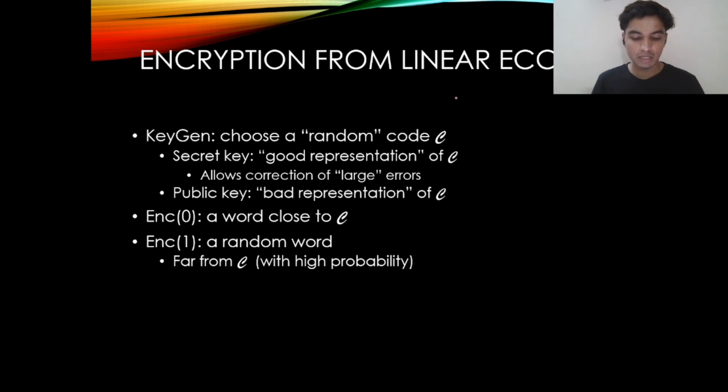Encryption from linear ECCs. Encryption encodes bits using error correcting codes, such as the secret key, a good basis for the code, and then the public key, which is a bad basis indistinguishable from random. Encryption of 0 is a word close to the code, and encryption of 1 is a random word far away from the code.